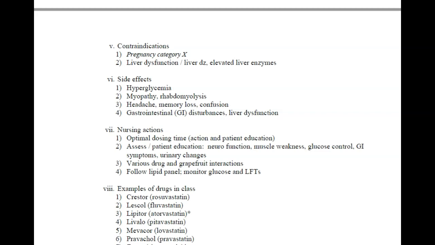Another very common side effect that a lot of patients complain about, and probably one of the reasons why some patients are non-compliant with their medication, is myopathy or muscle pain. You'll hear that from older people on statins or even younger people. So this is something you may want to ask your patients about, whether they are experiencing this. And it's also something we may need to educate our patients about, that this can happen when they take this medication.